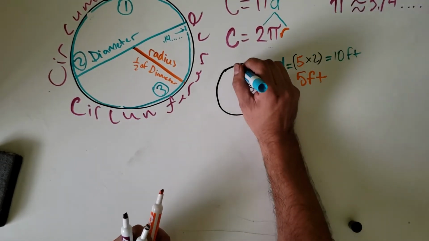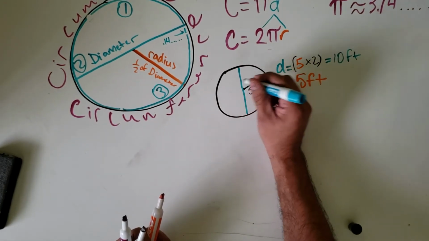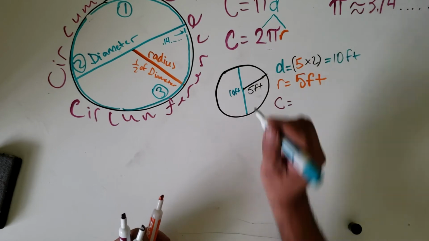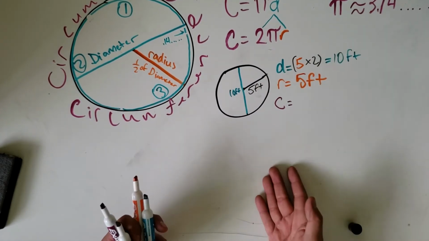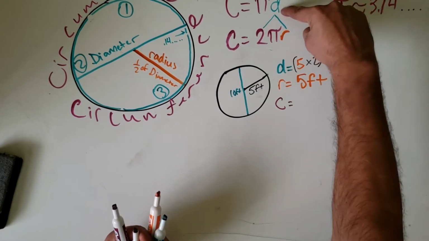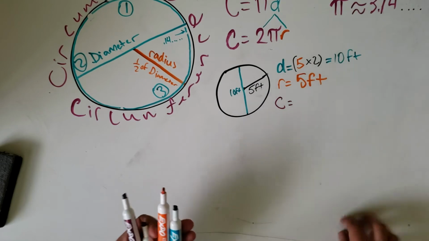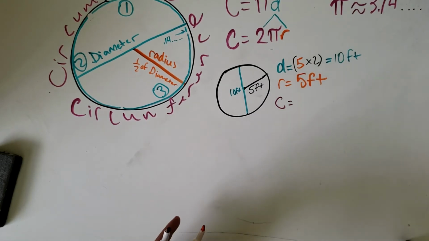Okay? So if I need to put a diameter, I'm going to put a line going like that. It has to pass through the center. Remember, it has to pass through the center, so that would be 10 feet. So now I can use either one of the formulas because I have both R and I have D. I like using this one because this one's easier. It's just one step. Multiplication and you're done. So let's do that one.